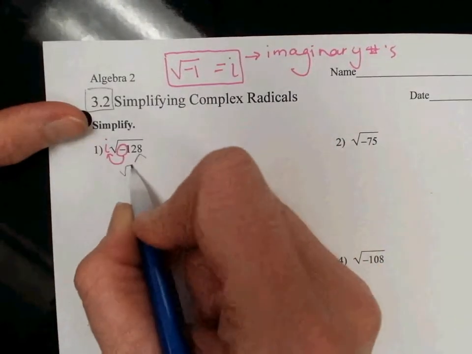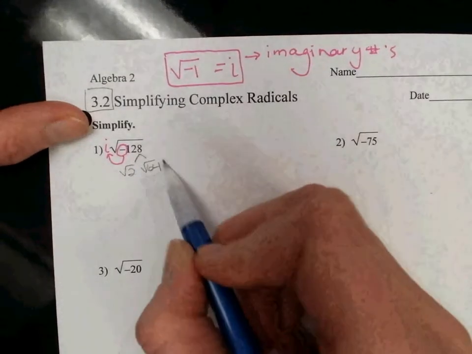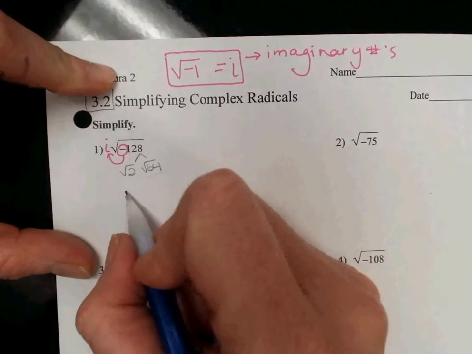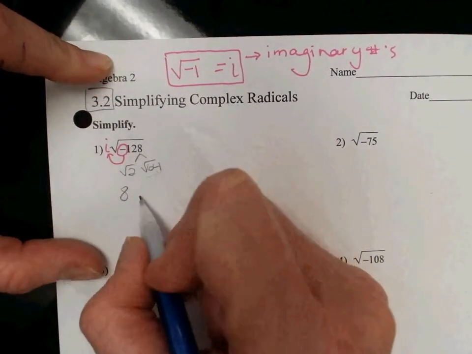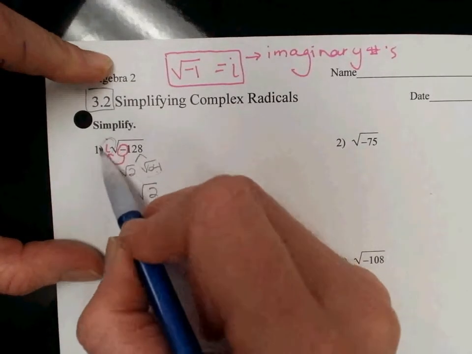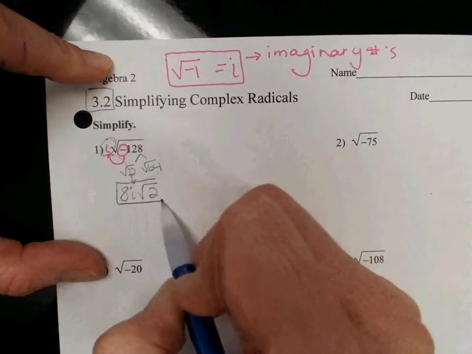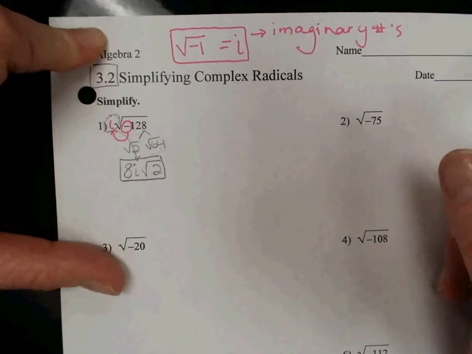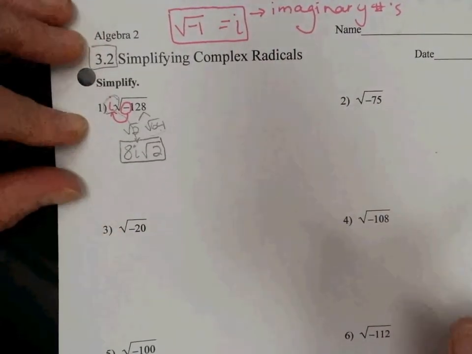So that becomes square root of 64, which can be simplified. That is a perfect square. Worked out well. The square root of 64 is 8. The 2 stays underneath. Don't forget about the i. We just bring that down, and it goes after the number, before the radical. So it's kind of like x. You write the variable after the number. So for number 1, the answer is 8i radical 2.